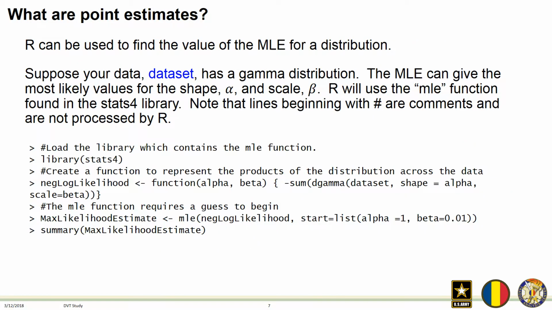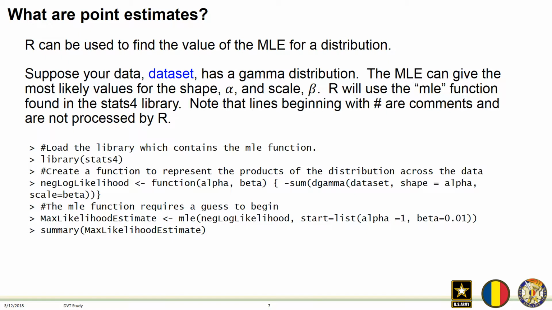Of course, we can use R to find the maximum likelihood estimate of a distribution. The mle function is found in the stats4 library, so make sure you have the stats4 package installed and the library loaded before you do the mle command.